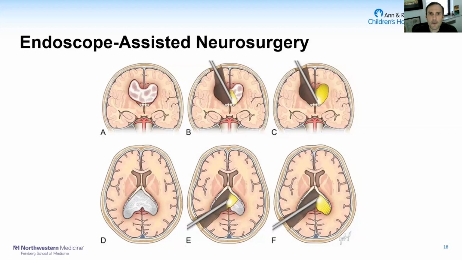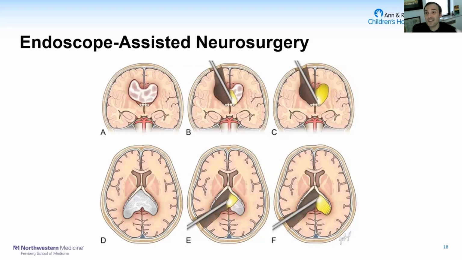And here's an example of taking out a butterfly glioma, or a glioma that crosses the midline, through a single small incision. You can see that, for example, in the top portion, we'd make our craniotomy above the tumor on the right side, and then you would resect that tumor with the microscope. But I can't look across to the other side very easily with the microscope. And that's where bringing this endoscope in and looking up on the other side, I can actually resect that tumor on the other side of the brain using the endoscope.